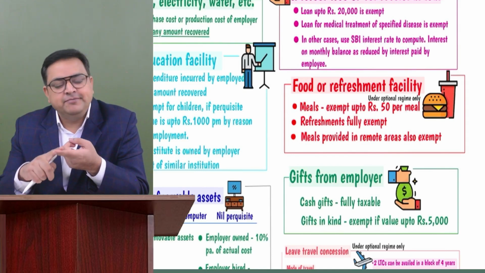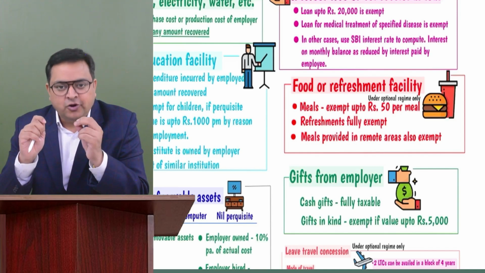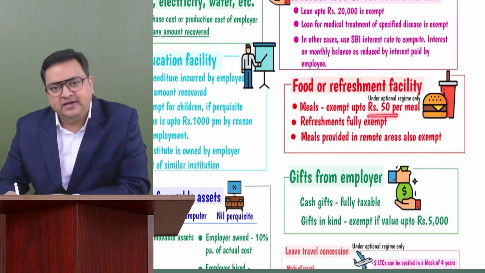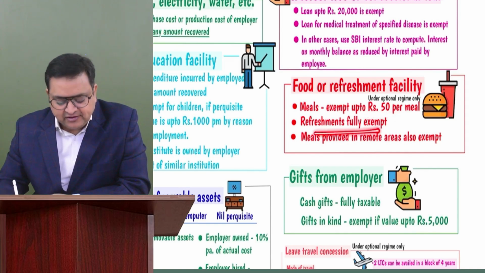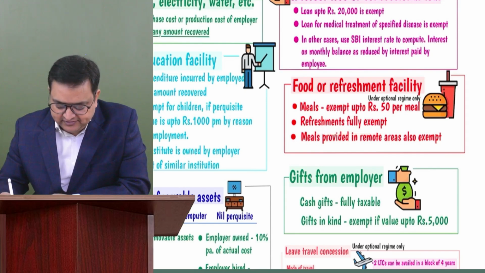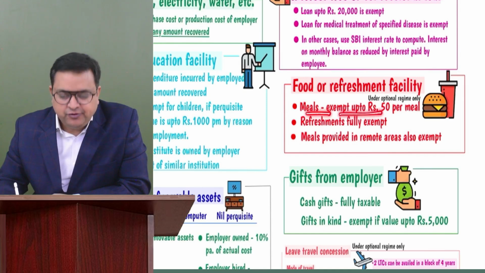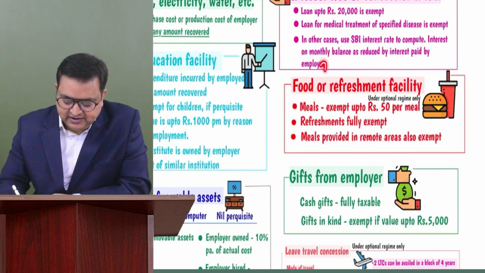In default regime, please make it fully taxable. Under default regime, please make it fully taxable. But under optional regime, maximum up to 50 rupees per meal can be exempt. So in optional regime, refreshments are fully exempt, but meals, your lunch or dinner, would be taxable. How much? For default regime it is fully taxable, but in optional regime, let's say it is 75 rupees per day meal you are getting per day.